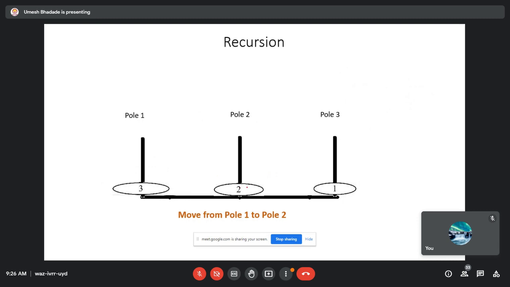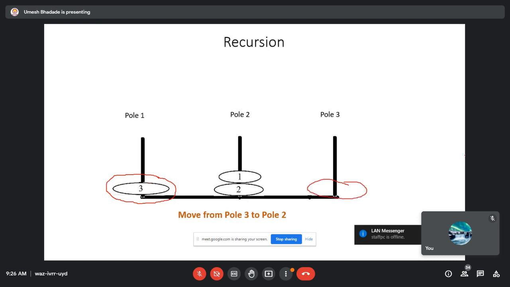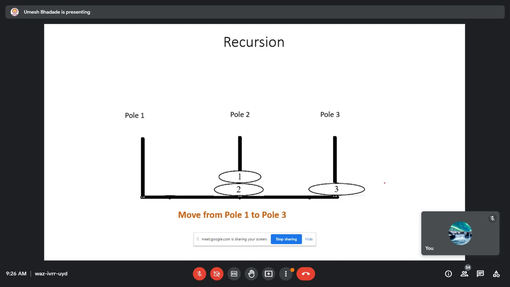Now this is the larger one, this is the middle one, and this is the smaller one. Now can I transfer disk 1 above disk 2 from pole 3 to pole 2? Yes. So you can see here that I have moved the diskette from pole 3 to pole 2. And now what can I do? Now I can move this 3 to pole 3, right? Okay, so this I have done here.